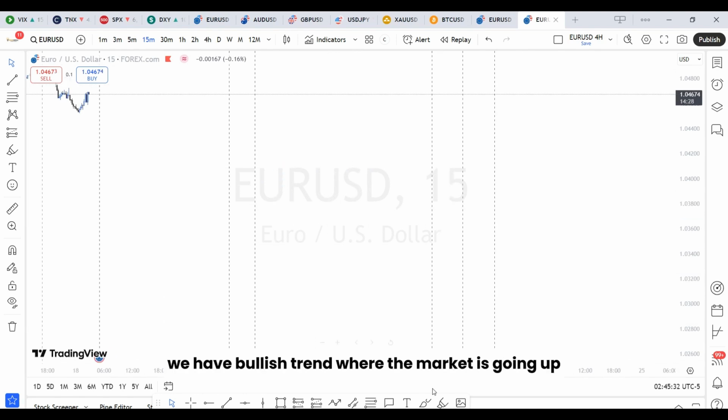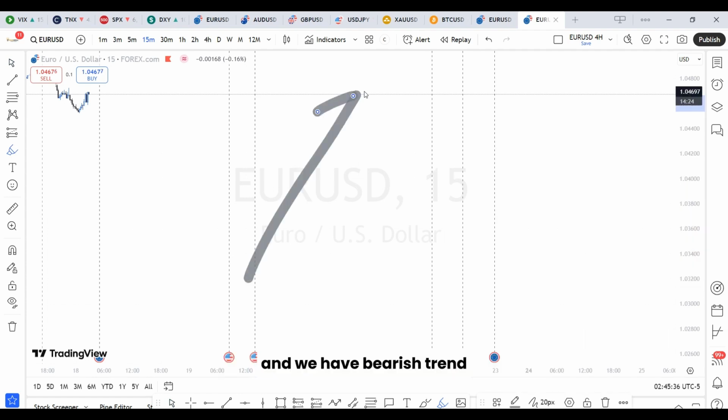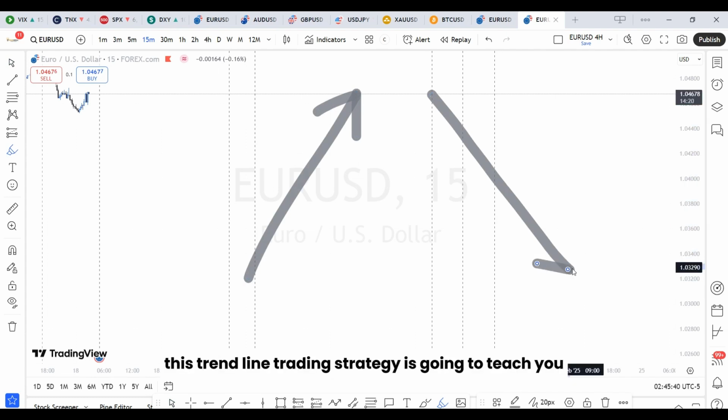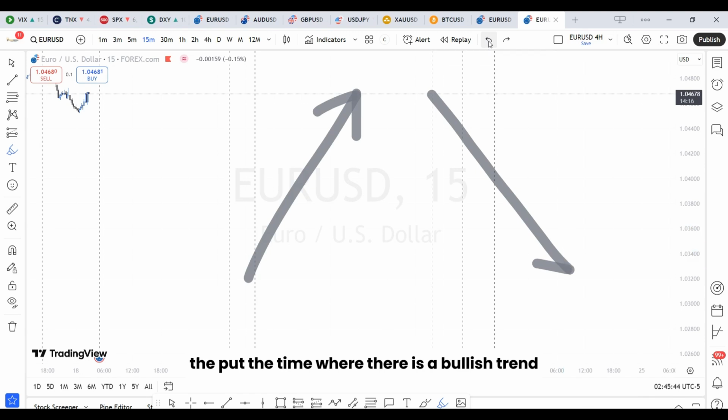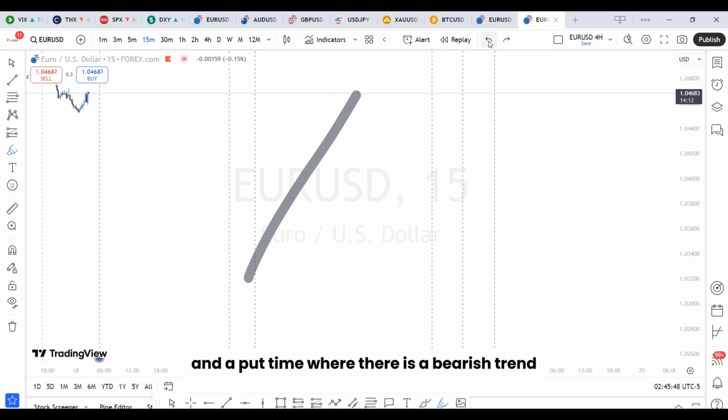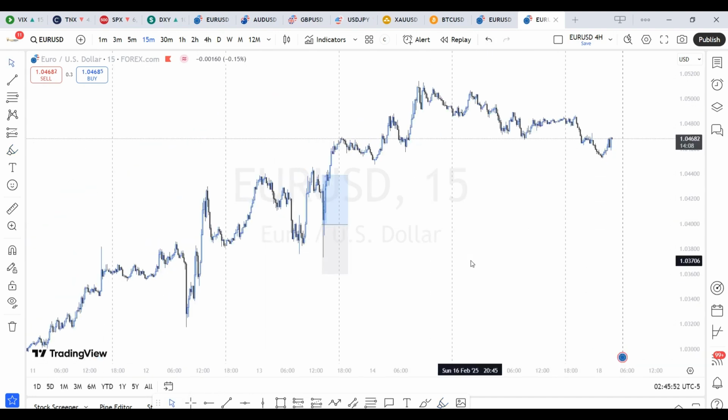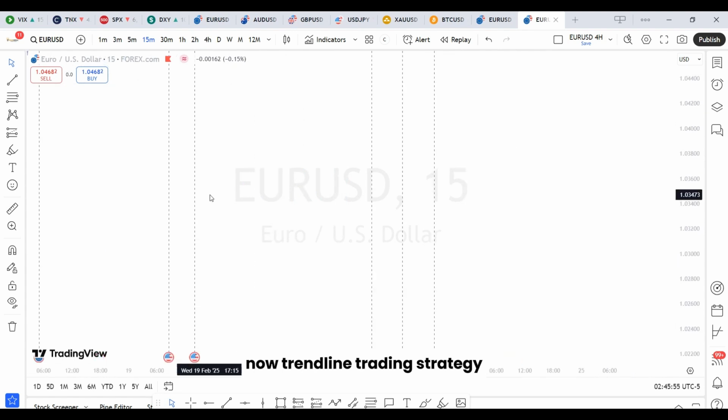We have a bullish trend where the market is going up, and we have a bearish trend where the market is going down. So this trendline trading strategy is going to teach you the time where there is a bullish trend and a time where there is a bearish trend. Now, let me give you an illustration here, and we'll go into the chart and see how the trendline trading strategy works.